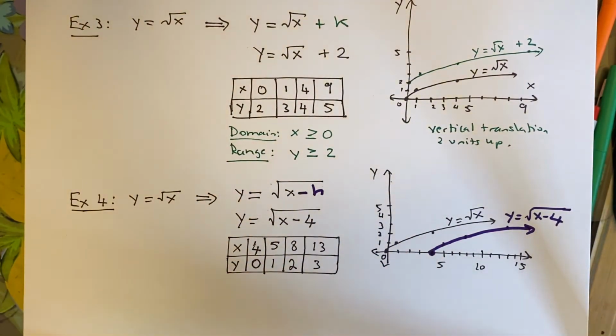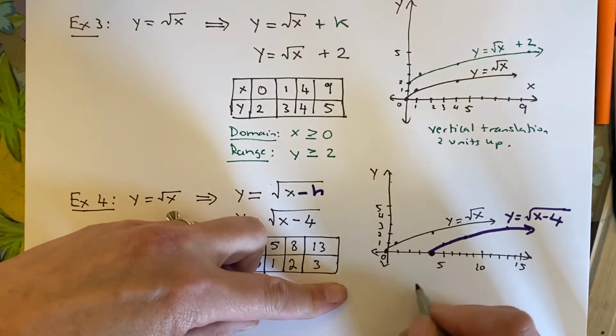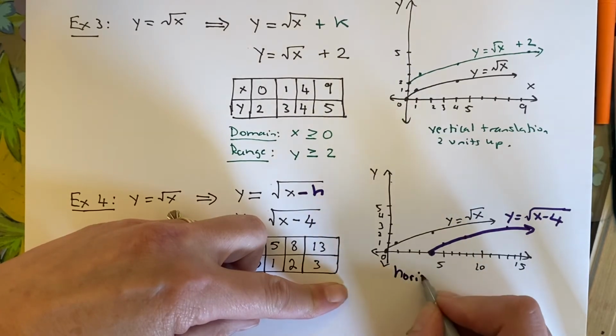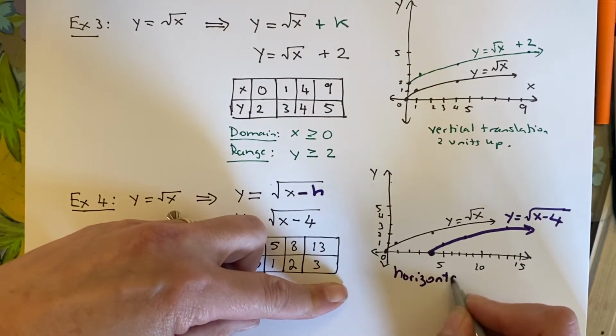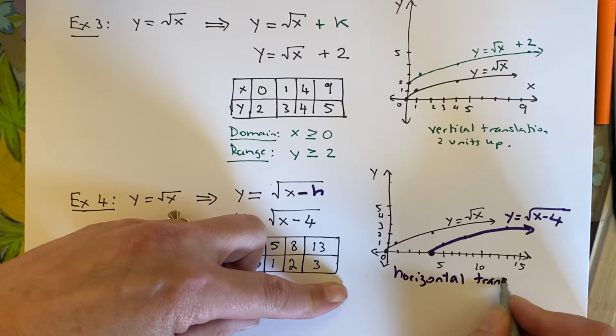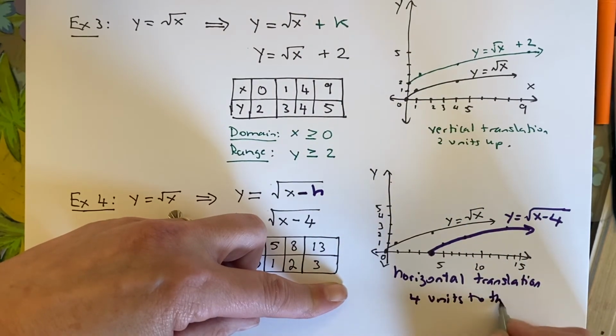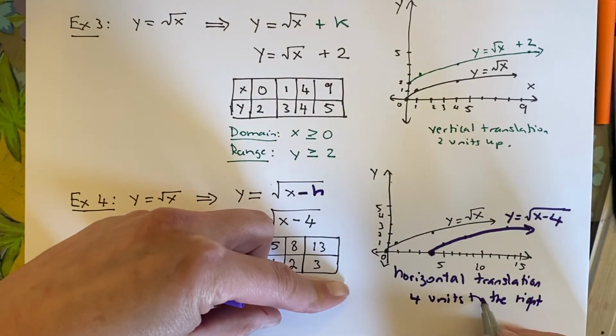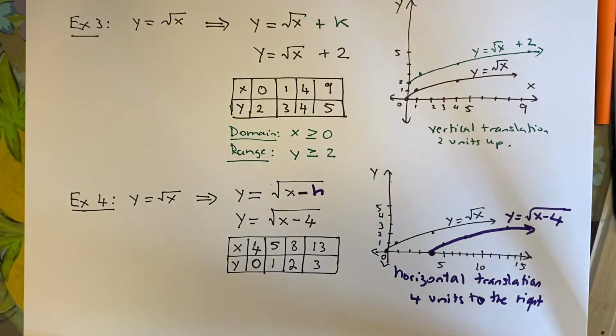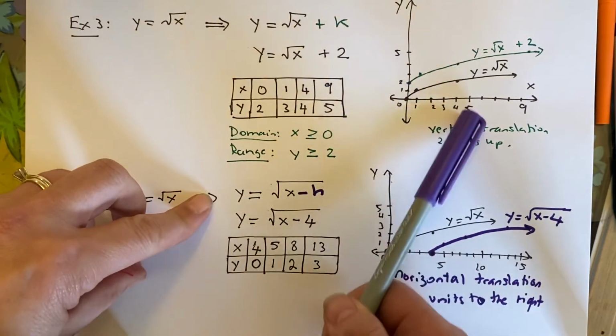So what has happened? Well, you can see the whole thing has shifted. And so we're going to have, compared to the parent function, a horizontal translation 4 units to the right. Sorry for my handwriting. Believe it or not, if you saw where I'm writing, you'd understand why it's very hard to get this little corner.